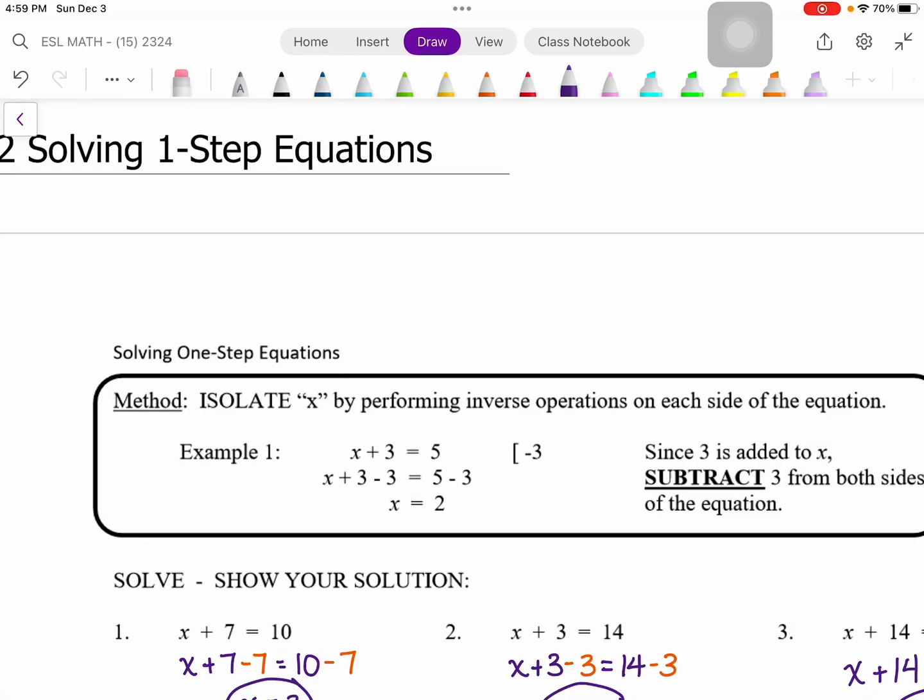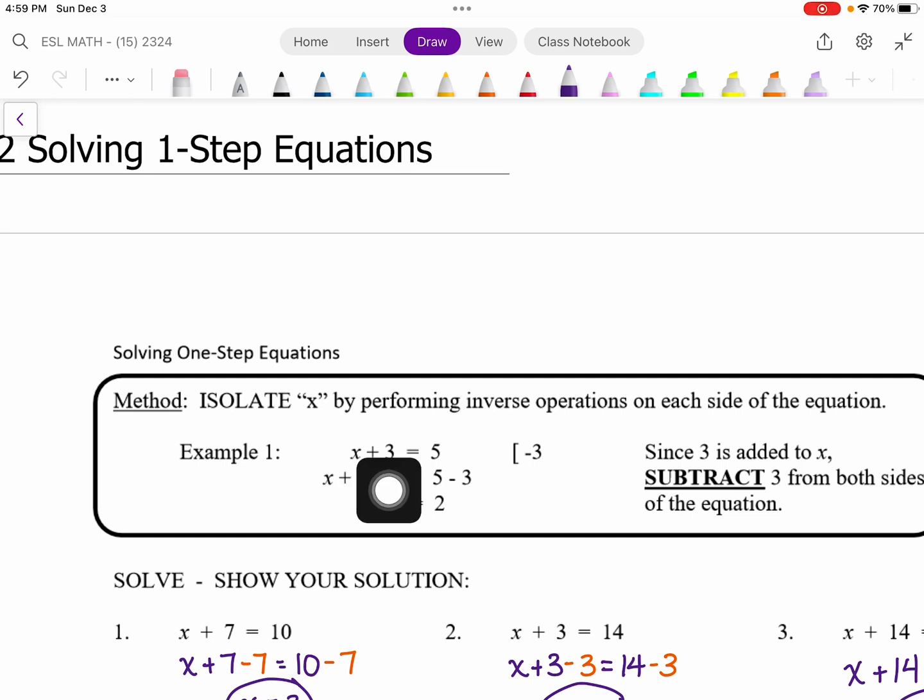Today we're going to learn how to solve one-step equations. So here we have equations where we just have one step to figure out what our unknown or our variable is. In this example, we have x plus 3 is equal to 5. We're starting with simple equations where you can sometimes figure out the answer from the numbers, or you can do some guess and check.